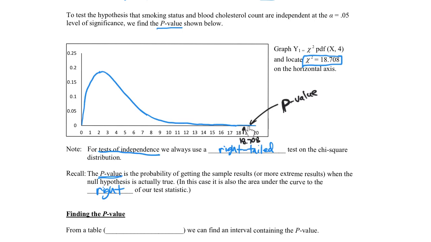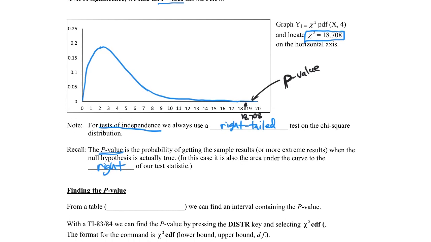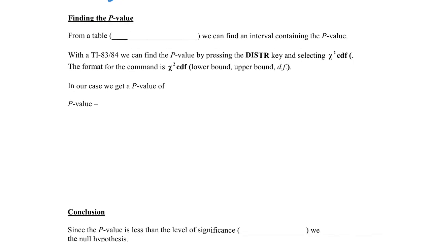Our p-value is really tiny, which means we've got really strong evidence against the null hypothesis. So to find the p-value, we could use a table. Now, nobody really does, but you could. There is a table 7 on page A25 if you really want to use a chi-square table. With the TI-83/84, we can do it a lot quicker. We can get better details too.